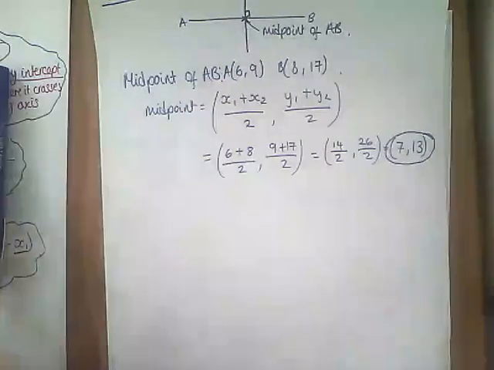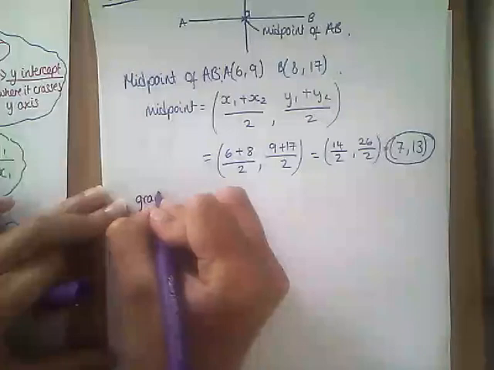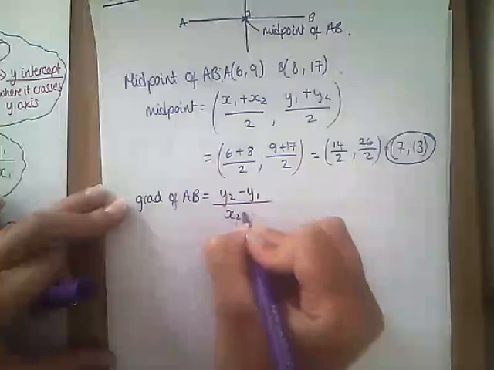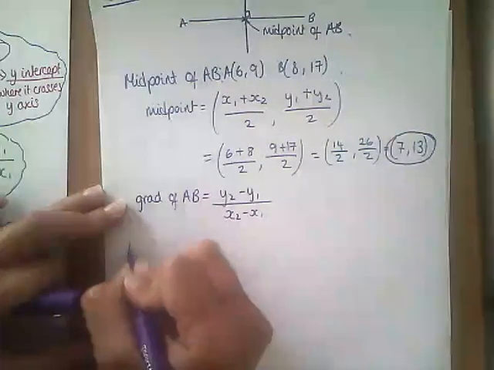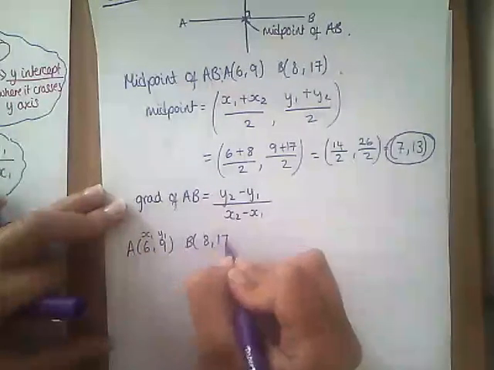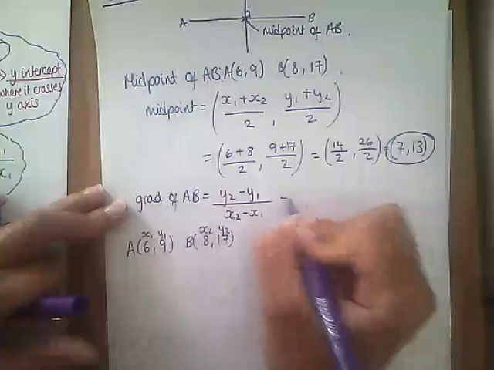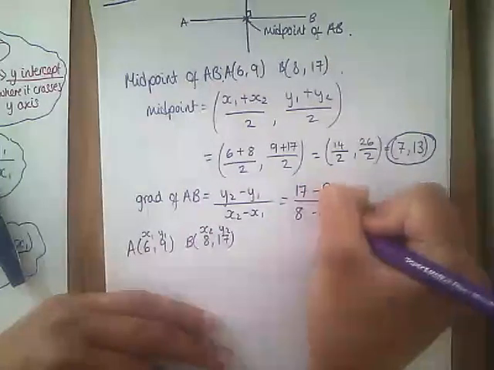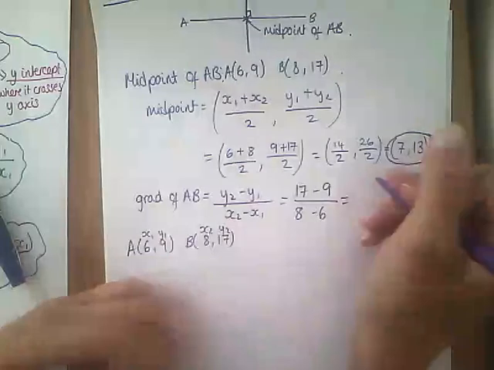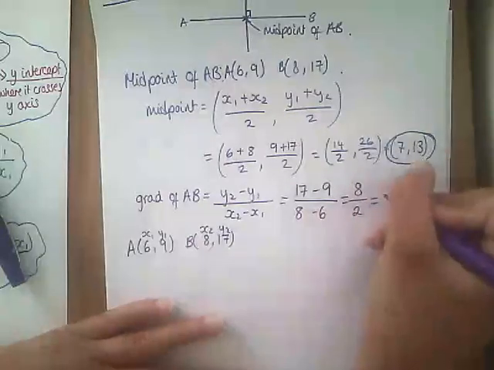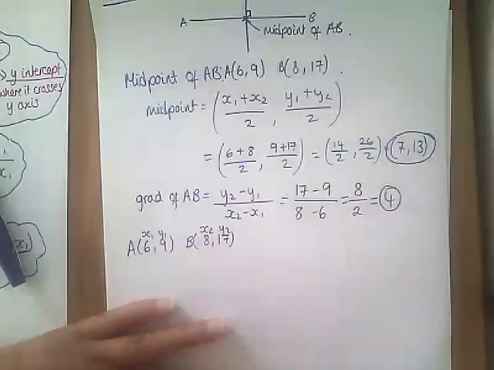So first of all, we're going to need to work out the gradient of AB. Now recall that gradient is y2 minus y1 over x2 minus x1. Our coordinate of A is 6, 9, so that's x1, that's y1. And our coordinate of B is 8, 17. That's x2, that's y2. So we've got 17 take away 9, divided by 8 take away 6. 17 take away 9 is 8. 8 take away 6 is 2. 8 divided by 2 is 4. That doesn't always happen, but that's fine. Our gradient is 4. I'm saying that because it's the same as the last one.